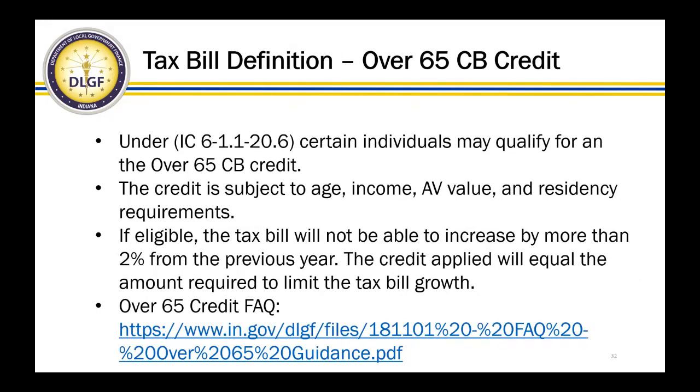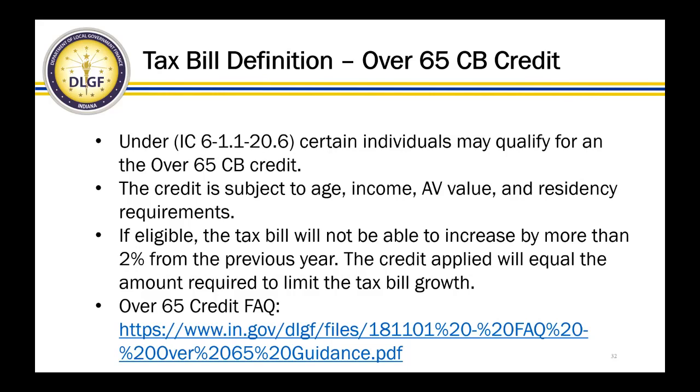Now, we're going to come back to circuit breaker in a moment, but we need to at least briefly talk about this third type of credit. The over 65 circuit breaker credit is only applicable to certain individuals that meet age, income, assessed value, and residency requirements. If an individual qualifies, after we factored in any changes to the assessed value, the tax rate, the property tax and income tax credits, or even the circuit breaker, if their tax bill still went up by more than 2%, that qualifying individual would see this other type of circuit breaker take over. So if their tax bill can't increase by more than 2%, any additional increase would be treated as if it were a credit to their tax bill.